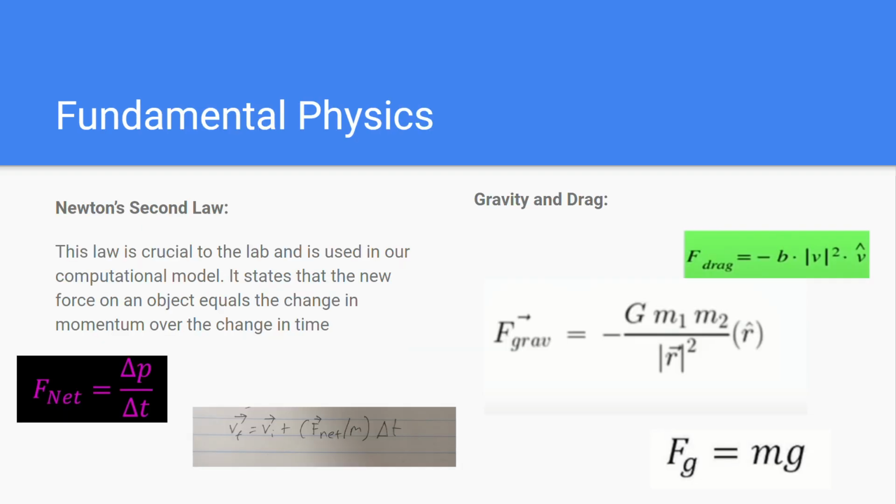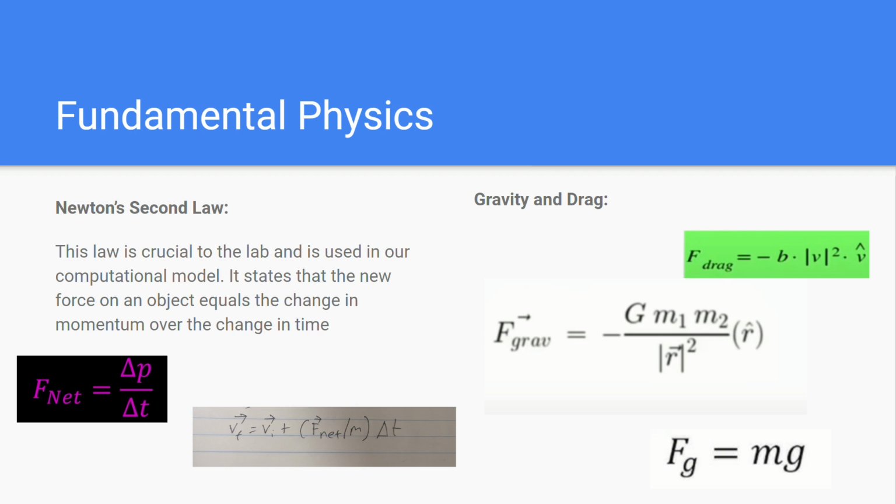Now, what are the fundamental physics principles at play in this experiment? Obviously, the base principle is Newton's second law. It's crucial to this lab, it was crucial to the previous lab, and it's used a lot in our computational model. All it states is that the net force on an object equals the change in momentum over the change in time. From this, we get our velocity update formula, which we use in our computational model. But what's new here? It's the force of gravity.